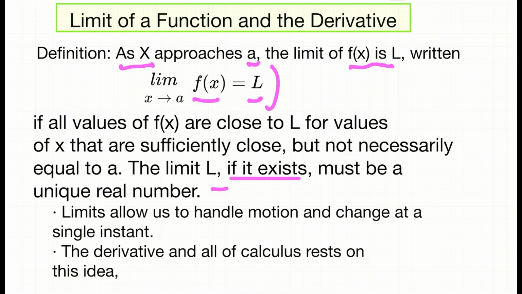So what this is telling us is, we have a graph of the function f of x, and as we get arbitrarily close to a point, if it has a limit, it's going to approach some number. But if it doesn't have one, that's going to be undefined. Limits allow us to handle motion and change at a single instant, and that's why this is important. The derivative in all of calculus rests on this idea of a limit, so it's important we have some idea of what this limit is all about.